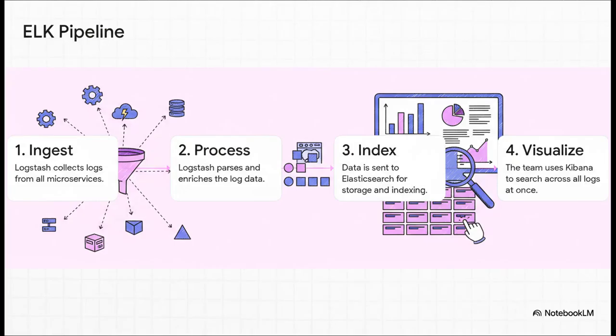But with ELK, the whole game changes. The process is totally systematic. First, Logstash is pulling in logs from all 5 services at the same time, processing them and making them all look the same. Then, all that clean data gets fired over to Elasticsearch to be indexed. And finally, the team just opens up Kibana, and suddenly they can search and see the data from all the services in one single dashboard.